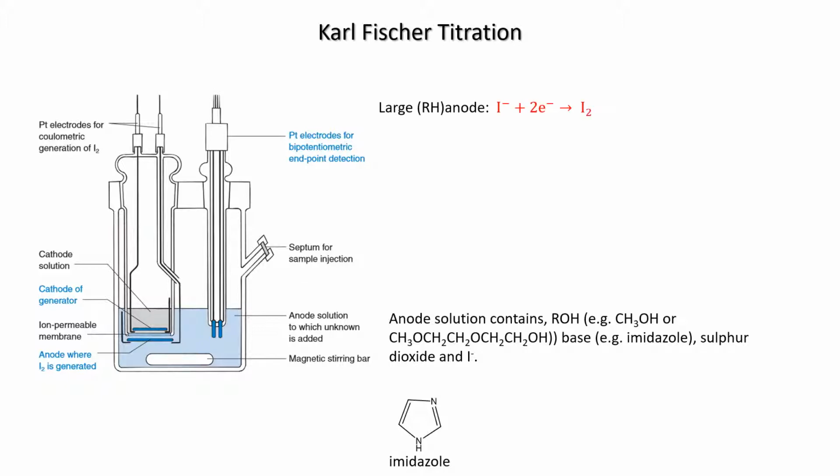The anode of this larger cell generates I2 by oxidation of I-. I2 and water then react together with the alcohol, base and SO2. Overall, SO2 is oxidized by I2 with the formation of ROSO3-. At the end point, when all the water is consumed, I2 will stop being consumed.